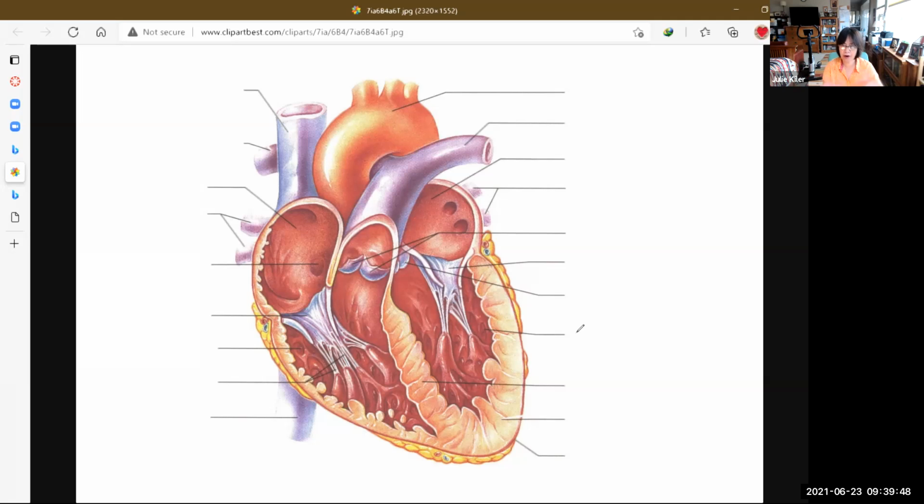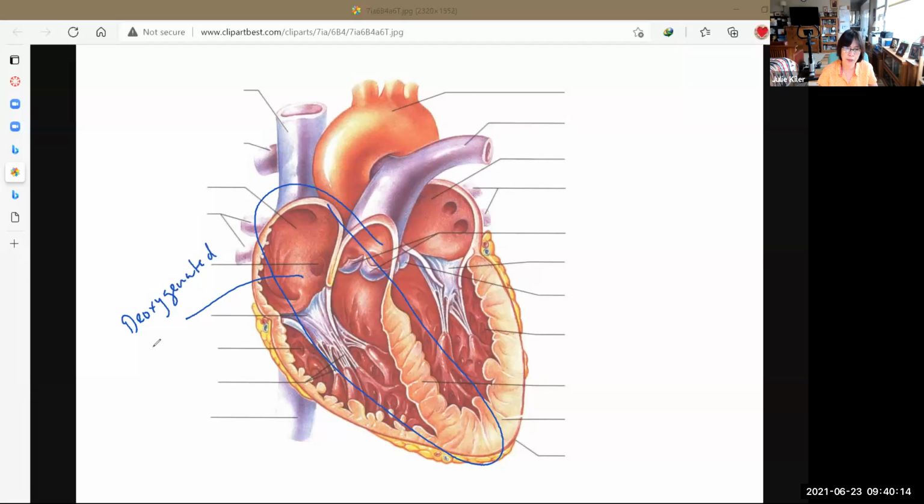So the idea of our heart is to get that dirty, or we can say deoxygenated blood, and pour the deoxygenated blood into the right side of the heart. So the right side of the heart consists of deoxygenated blood.